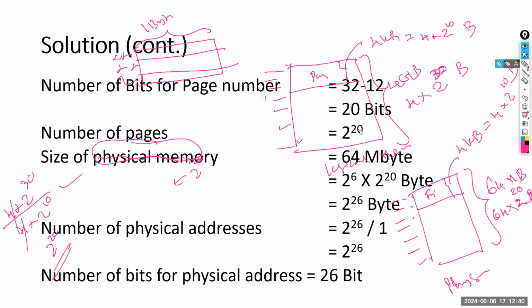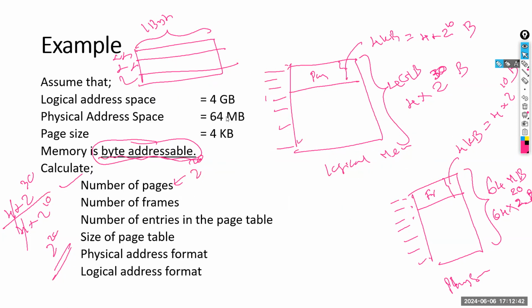Number of pages: 2 to the power 20. Okay, right. So let's do one by one. The second part is number of frames. Frames are on the physical side. Here the total capacity is 64 into 2 to the power 20. So number of frames is 64 into 2 to the power 20 divided by the page size they ask.